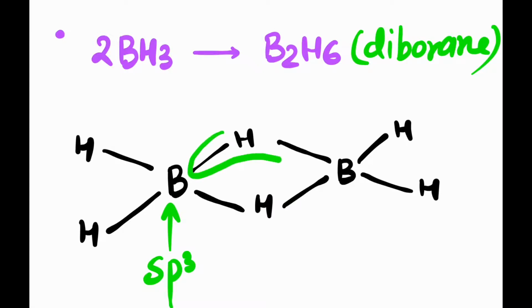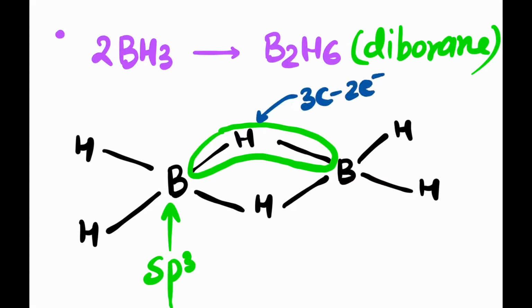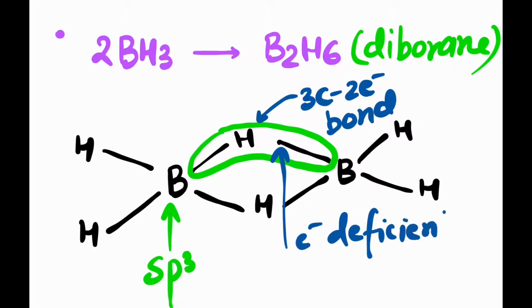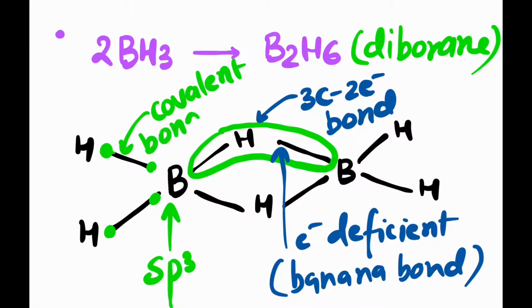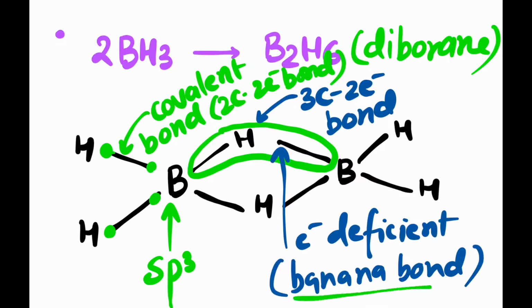If we talk about this longer bond, it is basically a 3-centered 2-electron bond, an electron deficient bond, also known as a banana bond. But these other bonds are normal covalent bonds of the nature 2-centered 2-electron bond, and this is the electron deficient bond. It is covalent also, and its special name is the banana bond. Okay, we'll continue.